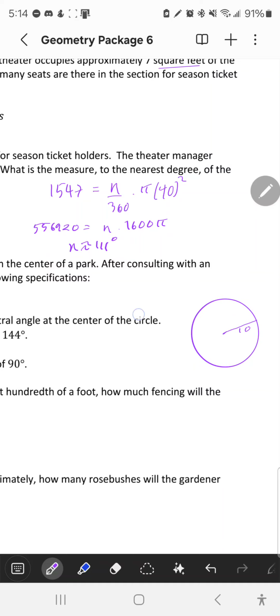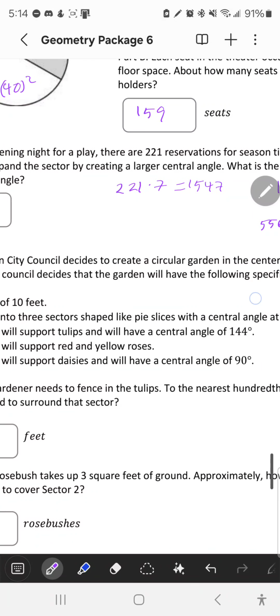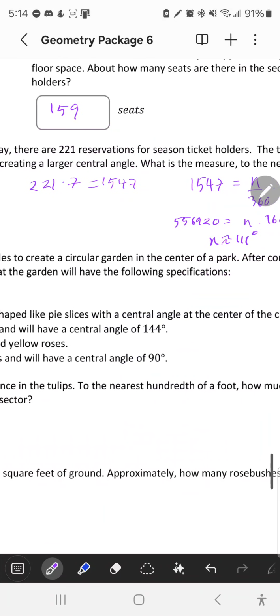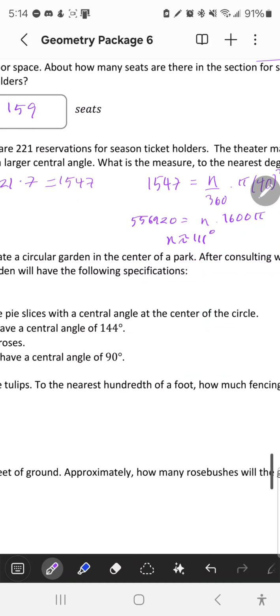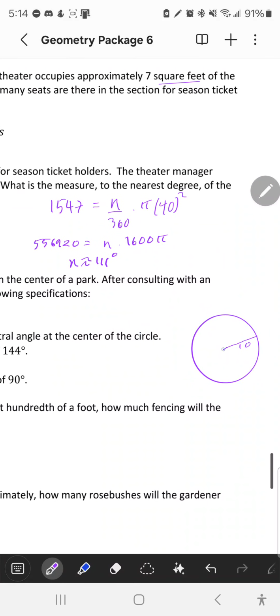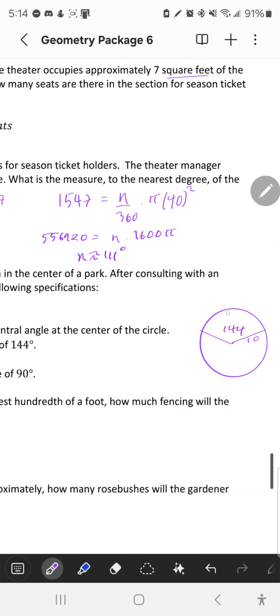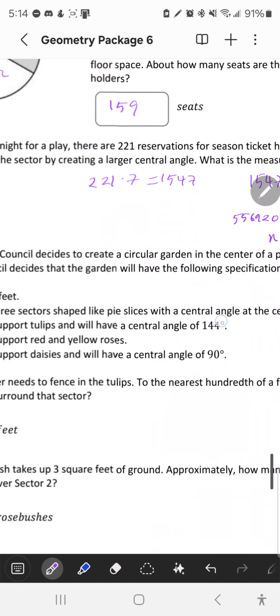Radius of 10 feet. Divides into 3 sectors. Shaped like a pie slice with a central angle. So sector 1 is 144 degrees, for the tulips, so T.